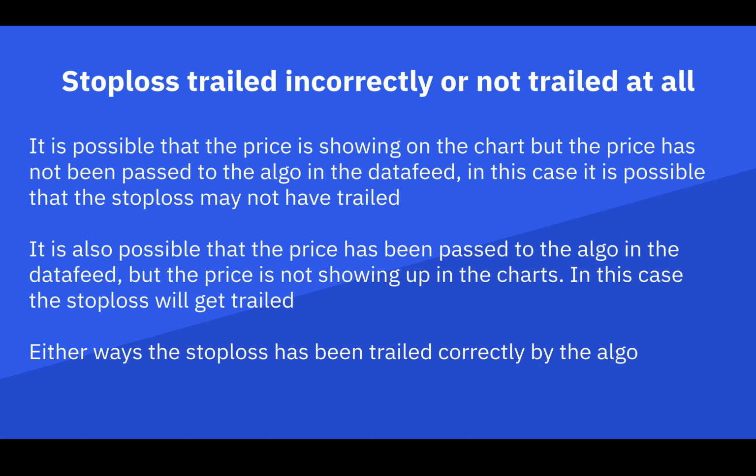Stop loss trailed incorrectly or not trailed at all. It is possible that the price is showing on the chart, but the price has not been passed to the algo in the data feed. In this case, it is possible that the stop loss may not have trailed. It is also possible that the price has been passed to the algo in the data feed, but the price is not showing up in the charts. In this case, the stop loss will get trailed. Either way, the stop loss has been trailed correctly by the algo.